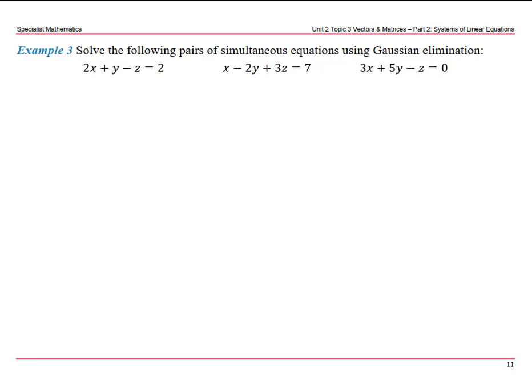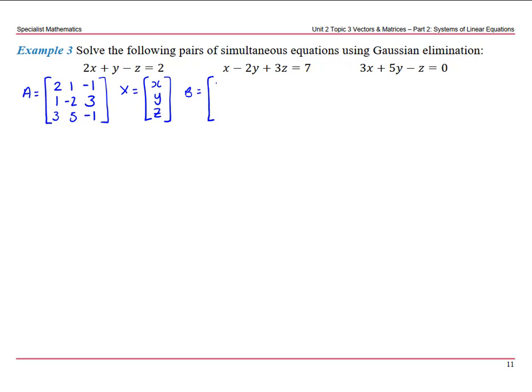So this video looks at solving simultaneous equations with three variables using Gaussian elimination. Our first step is to set up our matrices. Our coefficient matrix is 2, 1, -1 for our first equation, 1, -2, 3 for our second equation, and 3, 5, -1 for our third equation. Our variable matrix is x, y, and z. And our constant matrix is 2, 7, and 0.